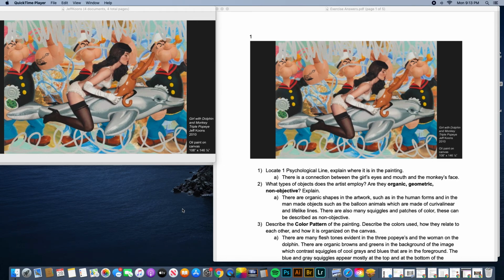Introduction to Visual Art. This week is the week of our midterm exam. You do not have to watch a normal lecture, but what I am going to do is review the content and the answers of the 4 exercises that were assigned to you last week. These 4 exercises were assigned so that you could study for your midterm exam.